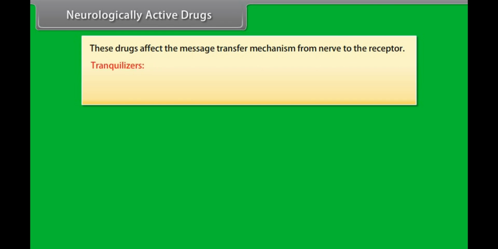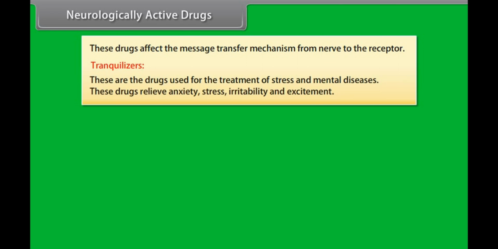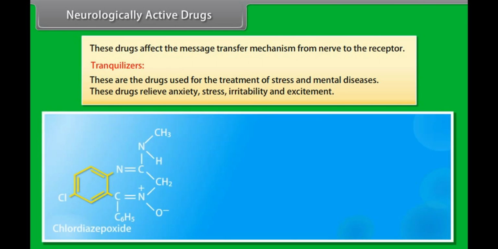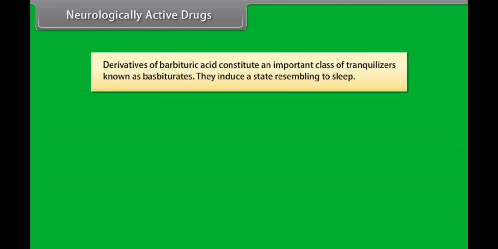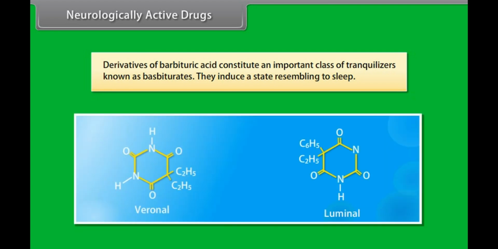Neurologically active drugs. These drugs affect the message transfer mechanism from nerve to the receptor. Tranquilizers. These are the drugs used for the treatment of stress and mental diseases. These drugs relieve anxiety, stress, irritability and excitement. For example, chlordiazepoxide and meprobamate are mild tranquilizers. Derivatives of barbituric acid constitute an important class of tranquilizers known as barbiturates. They induce a state resembling sleep. For example, veronal and luminal.